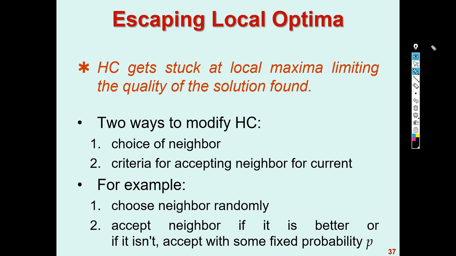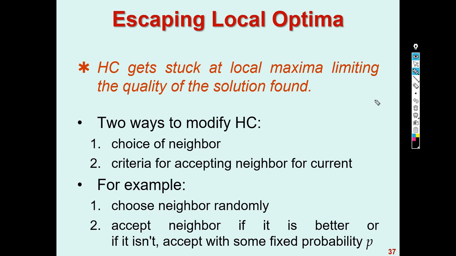So in that case we need to modify the hill climbing search. We are going to modify two parts of the search. First, we're going to modify the choice of the neighbor that we're going to make, and we're going to modify the criteria for accepting a neighbor of the current state. So how do we actually do this? At first, we choose the neighbors randomly. We accept the neighbor if it is better than the current state, or we even accept the neighbor if it is not better than the current state with a fixed probability p.